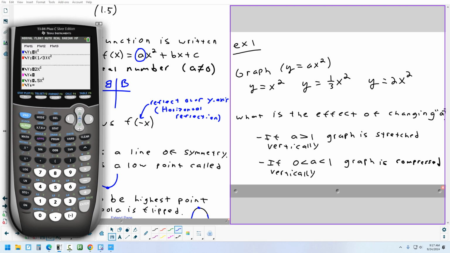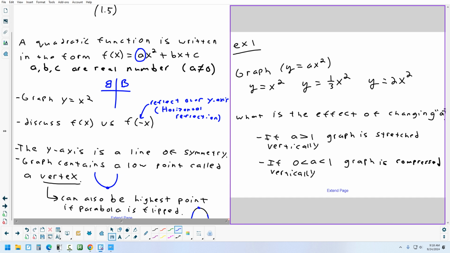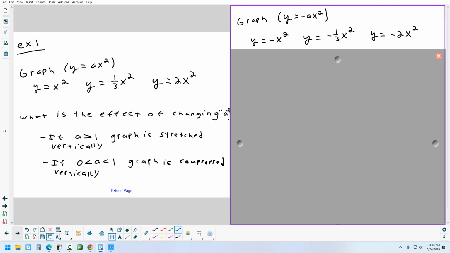If you really wanted to squish it way down, you could do something like 0.1x squared. Okay. That orange one is going to really be squished, so it gets a lot wider. Any questions on what changing the number in front of x squared does? All right. So now we've changed the number.